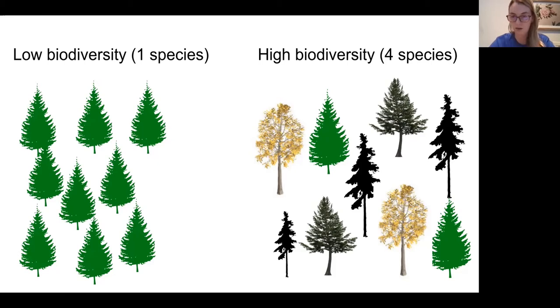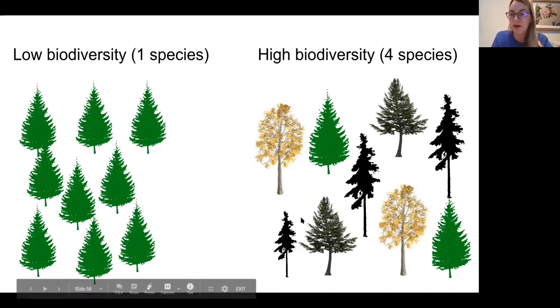So in this model, I have our 4 common types of trees found in Tahoe. These green trees right here represent fir trees. The yellow ones represent aspens. The black ones represent pine, and the darker green represents cedars.